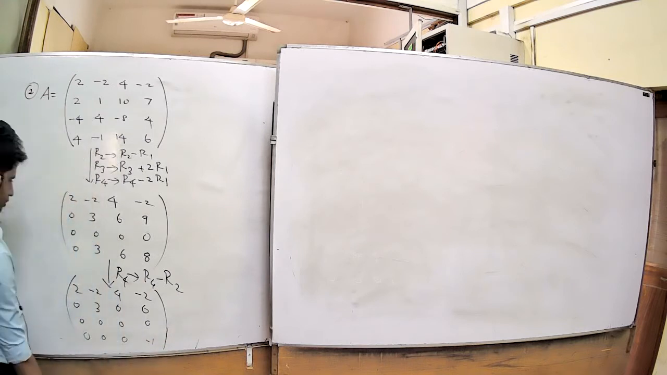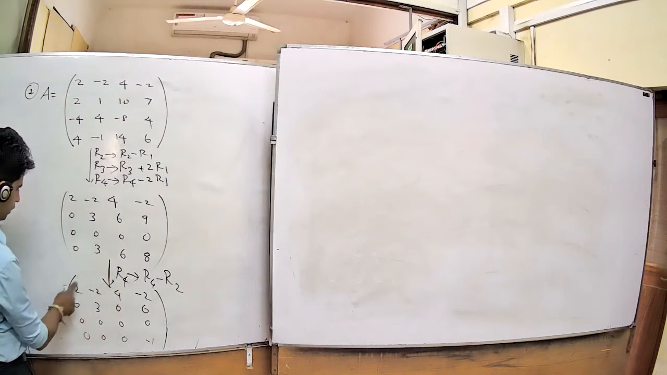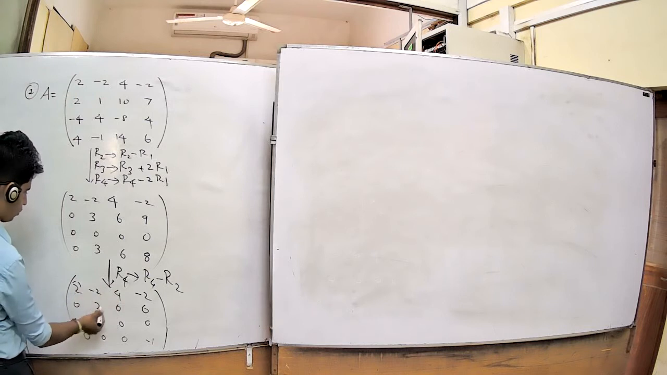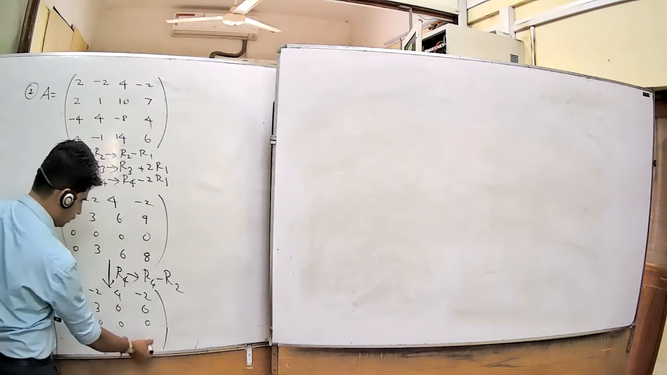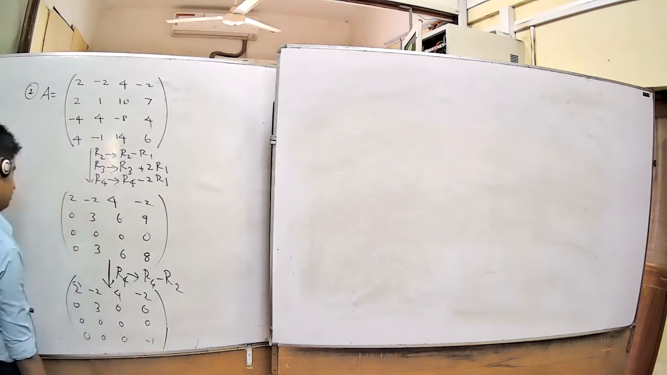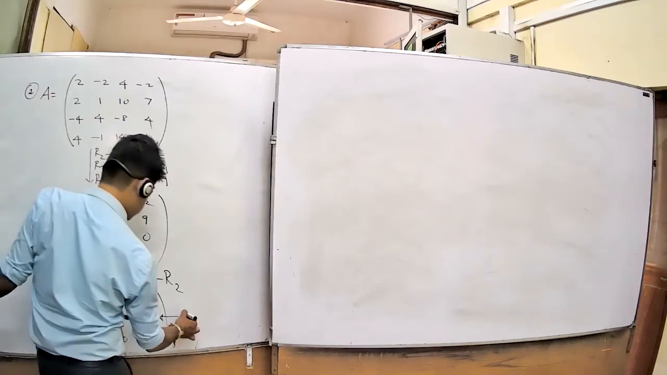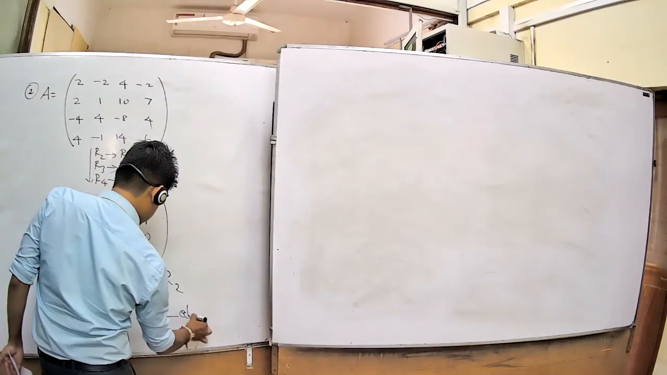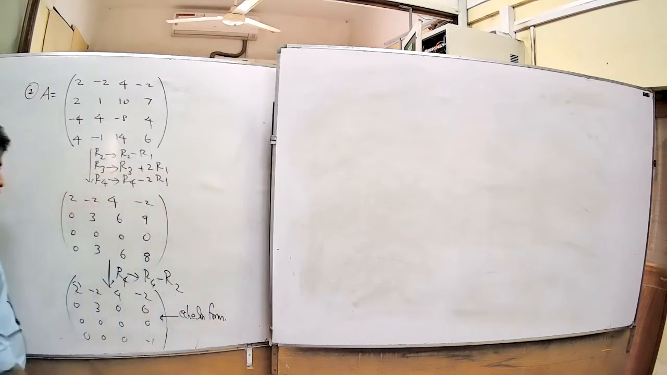Here, first row, first column is your leading entry. Then you can move like this. The second row has its leading entry, with 0 here, 0, 0. Here there is no leading entry. Here your leading entry is minus 1. Therefore, it is the echelon form.